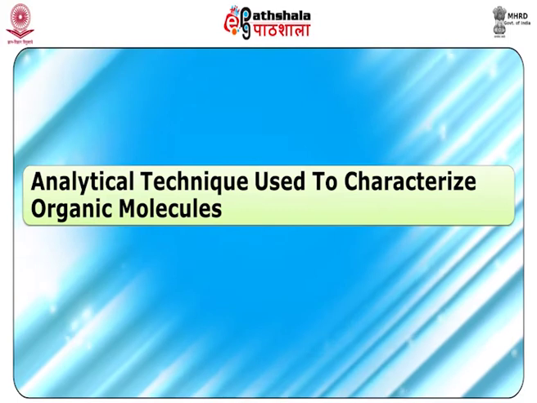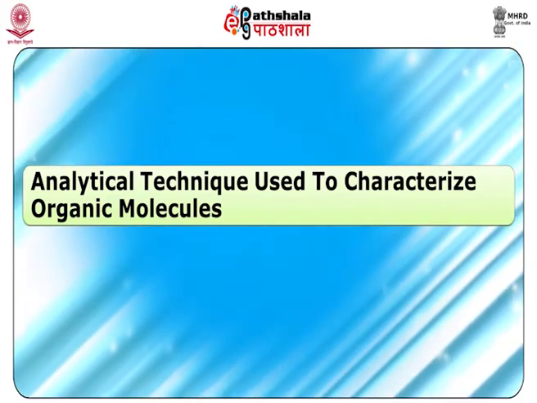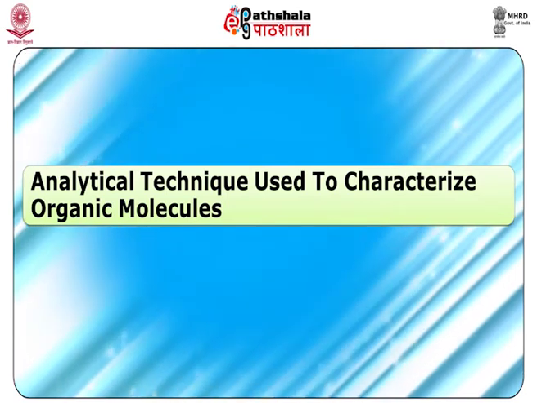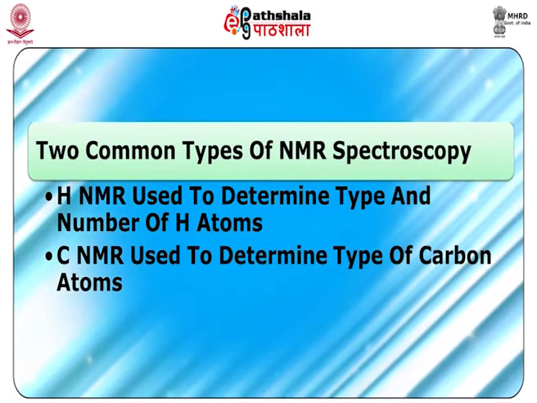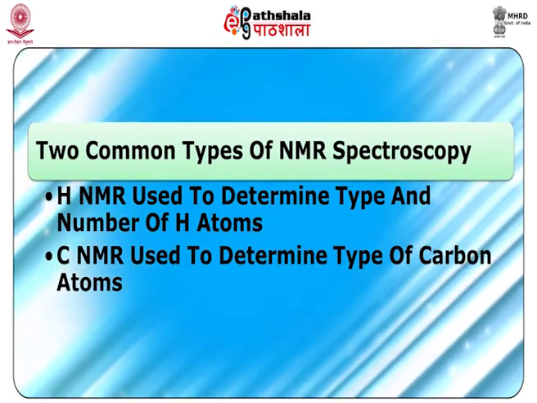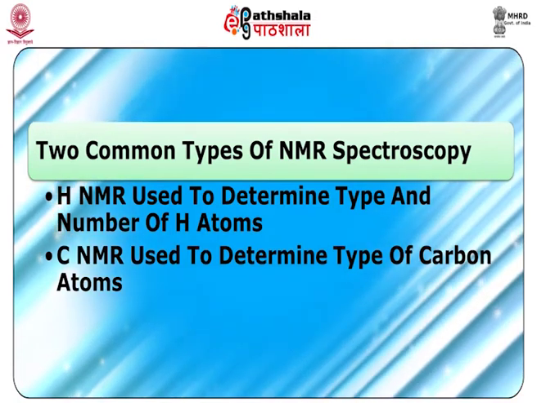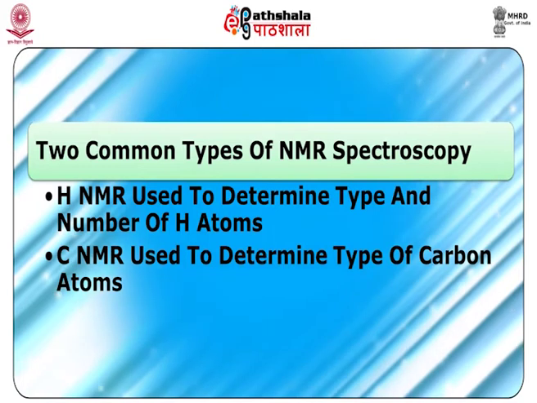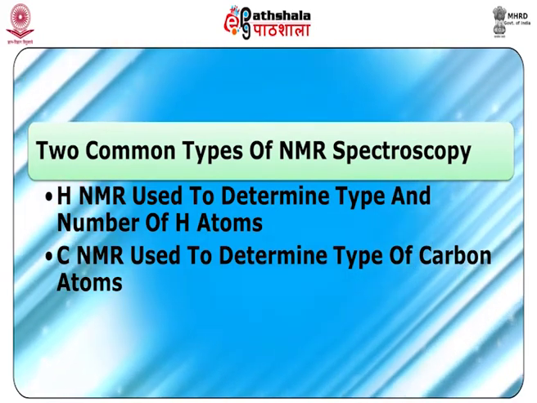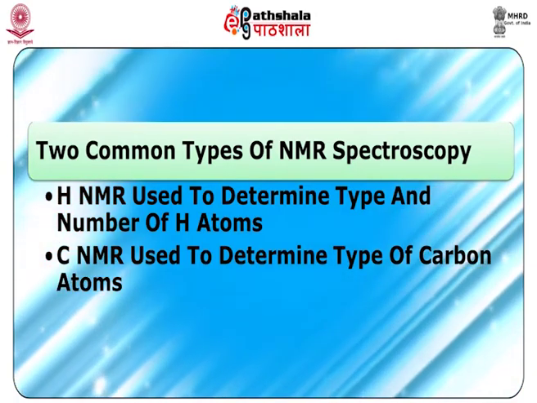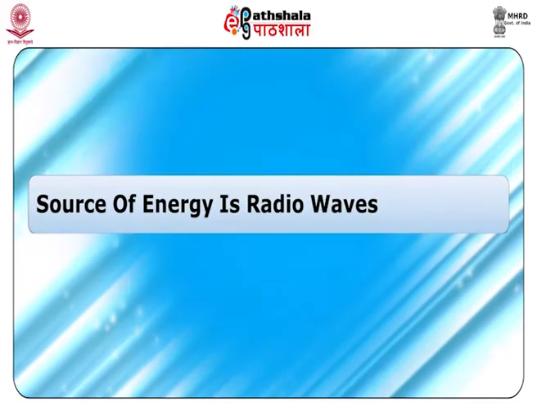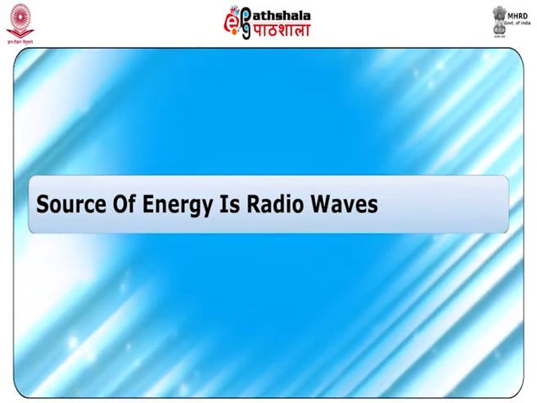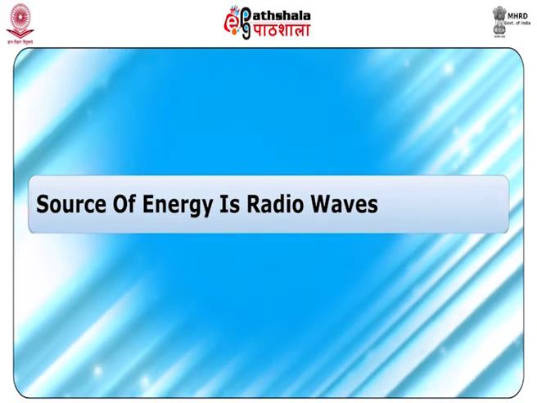Nuclear magnetic resonance spectroscopy is a powerful analytical technique used to characterize organic molecules by identifying carbon-hydrogen frameworks within molecules. Two common types of NMR spectroscopy are used to characterize organic structure. Hydrogen NMR is used to determine the type and number of H atoms in a molecule. Carbon NMR is used to determine the type of carbon atoms in the molecule. The source of energy in NMR is radio waves, which have long wavelengths and thus low energy and frequency.